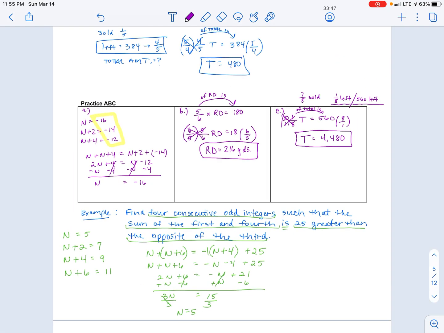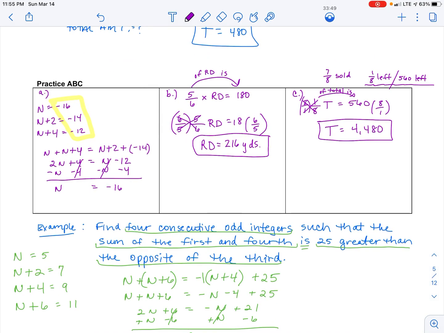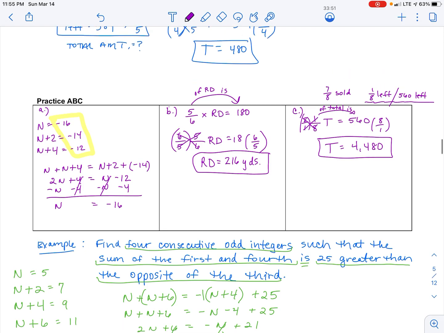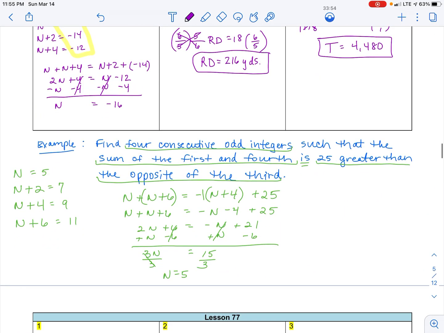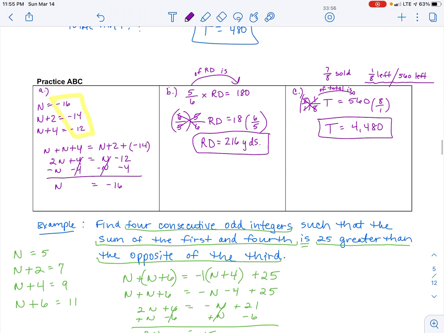Okay? All right, guys, that was a long lesson because both of those concepts were in there. Please be conscientious that if you're looking for consecutive odd or consecutive even integers, it's different than just consecutive integers, right? You have to skip 2 units instead of just 1.